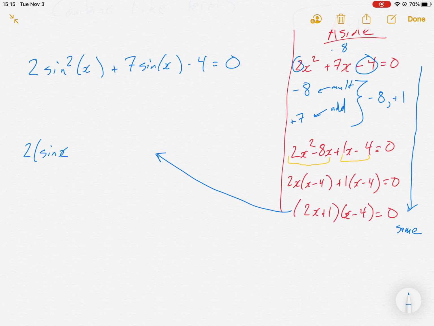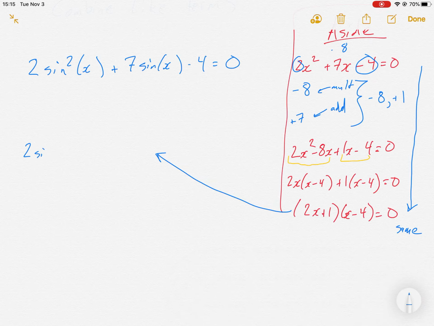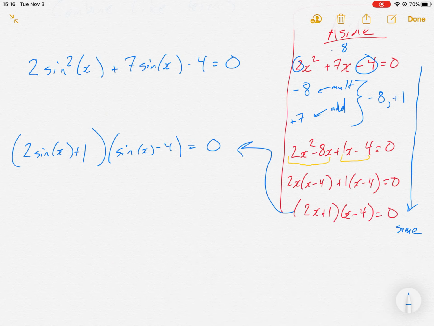So I'd have 2 sine of x plus 1, and then I also have sine of x minus 4, and all of that would equal 0. So I have my two linear terms here. So I set each one equal to 0. 2 sine of x plus 1 equals 0. Or sine of x minus 4 equals 0.